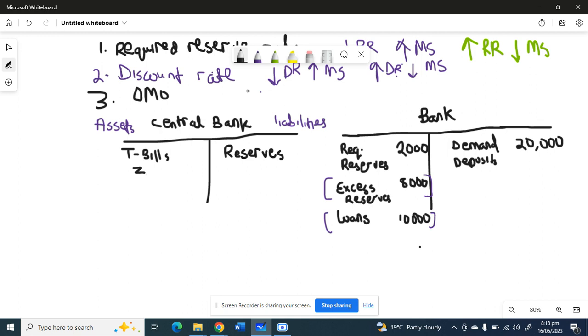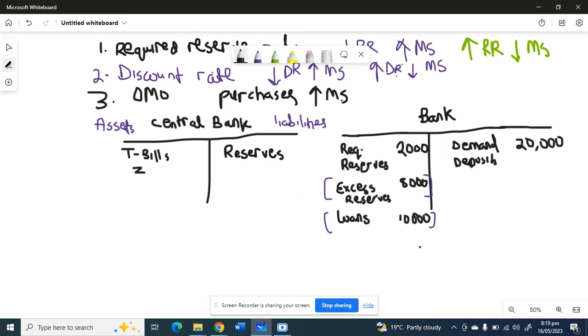If the central bank purchases treasury bills, it's purchasing them from the commercial banks, and in return, it's giving the commercial banks money. So if the central bank purchases treasury bills, money is going into the commercial banks. These commercial banks can loan out the money, increasing the money supply.